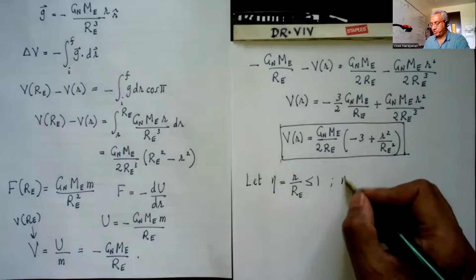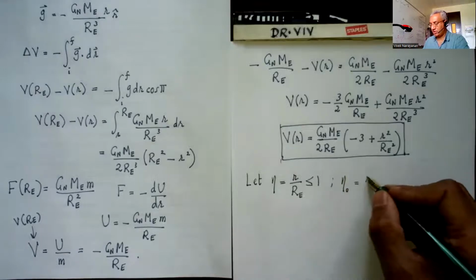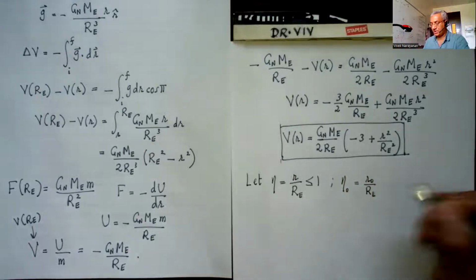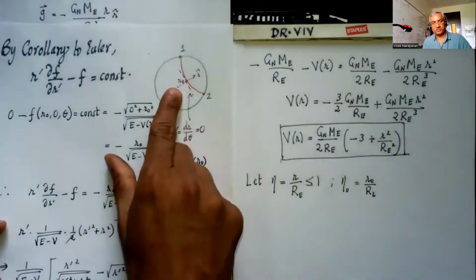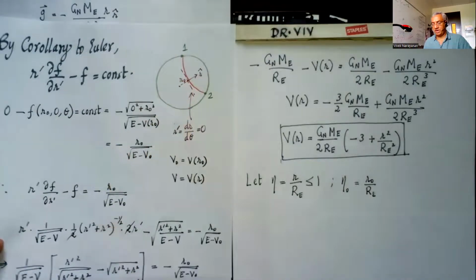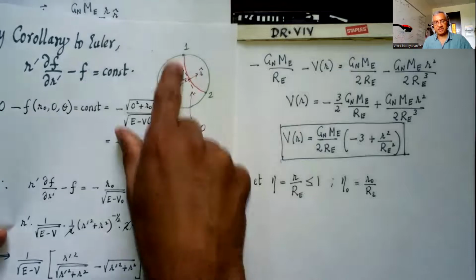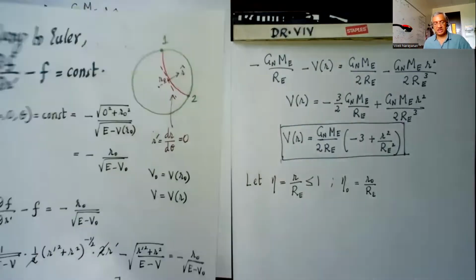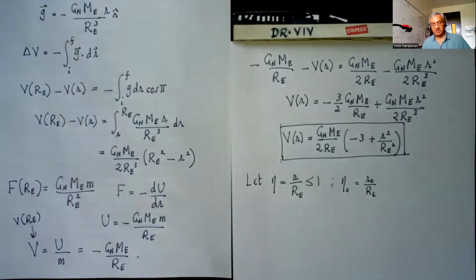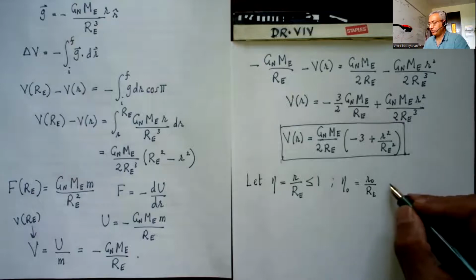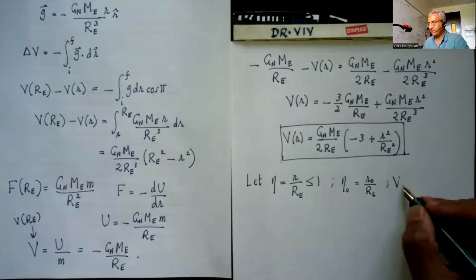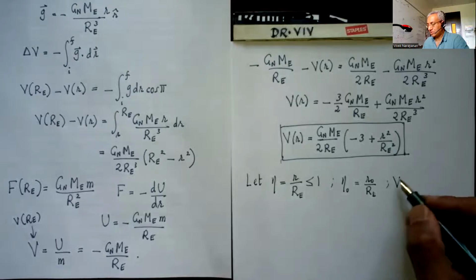Also, I'm going to introduce a notation eta naught is r naught over R sub E. If you recall, r naught is the closest the train gets to the core of the Earth. That's r naught. So we have eta naught associated to that, and we have eta associated to any given point. Okay, and so I'm going to also call the surface potential energy V sub S. Actually, you know what?